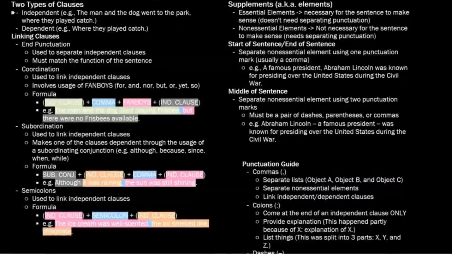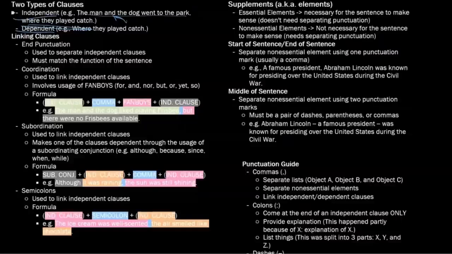So you got two types of clauses. You should know this, right? This should be common sense. It should be common knowledge. Independent and dependent clauses. So an independent clause can stand on its own. So something like the man and the dog went to the park. All right, this part here is an independent clause. But this part here, the dependent clause, is where they played catch. If I just said where they played catch, it doesn't make sense. Okay? Like, just think about it in your head. You wouldn't say that, right? So a dependent clause is something that requires some other clause, some independent clause, to kind of qualify it.